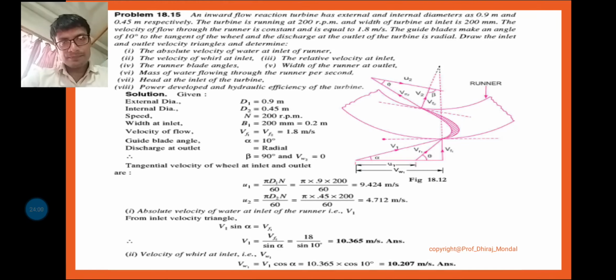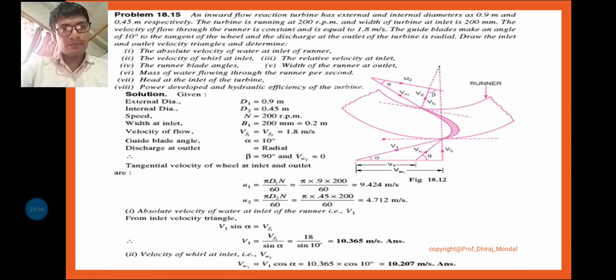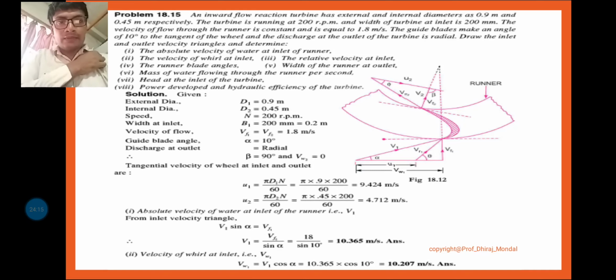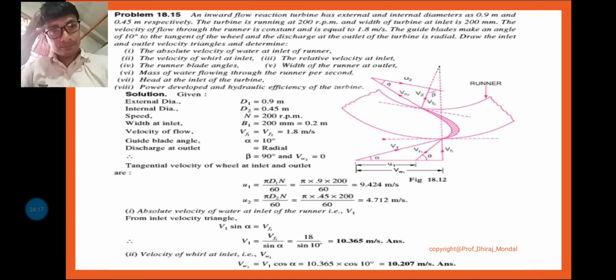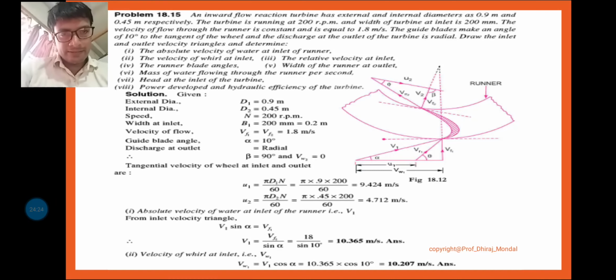B1 is equal to 200 rpm, that is your 0.2 meter. Vf1 is equal to Vf2 is equal to 1.8 meter per second. Alpha is equal to 10 degree. Discharge at outlet is radial, already given. So we can say that beta is equal to 90 degree and Vw2 is equal to 0.